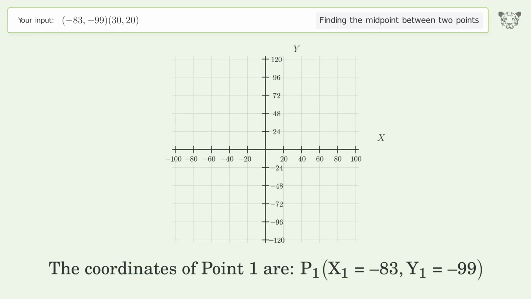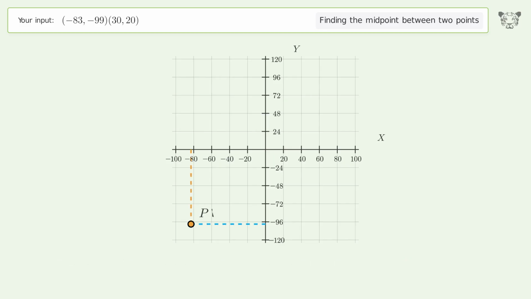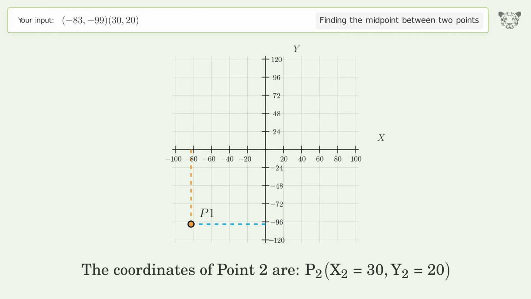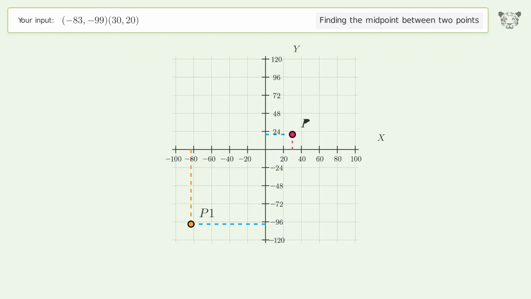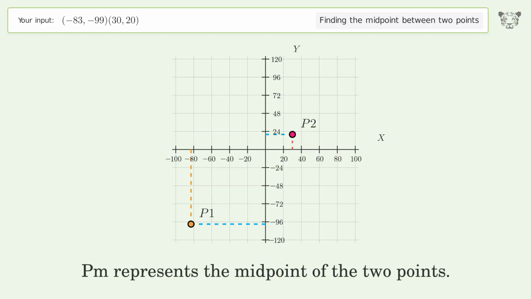The coordinates of point 1 are x1 equals negative 83, y1 equals negative 99. The coordinates of point 2 are x2 equals 30, y2 equals 20. PM represents the midpoint of the 2 points.